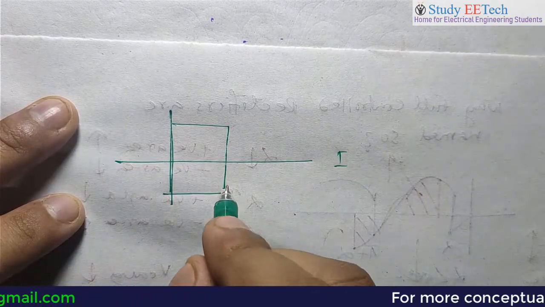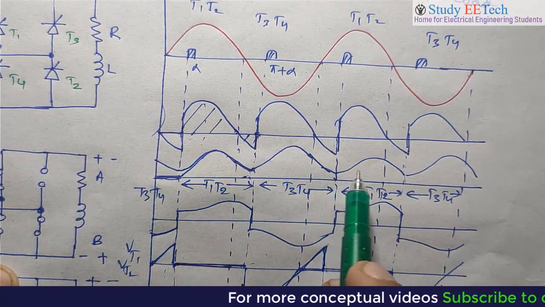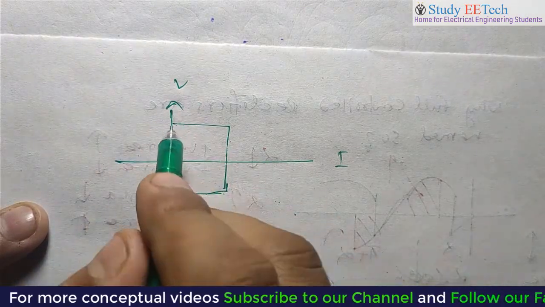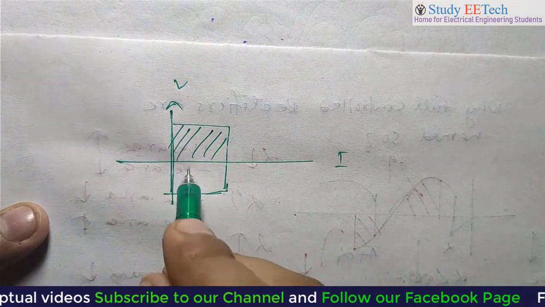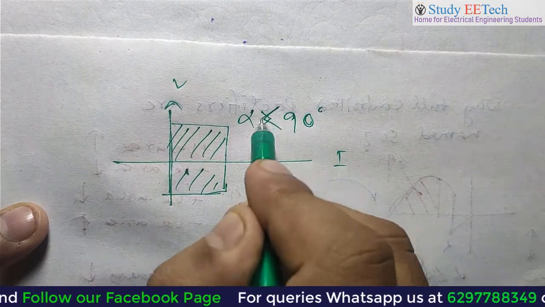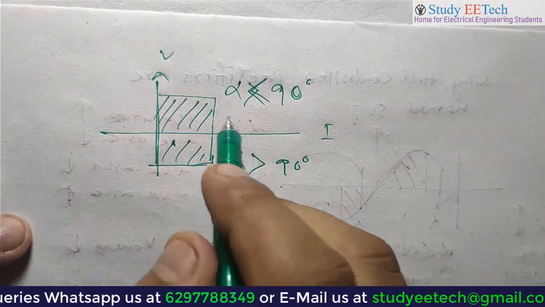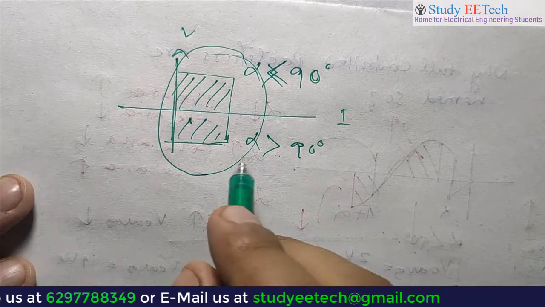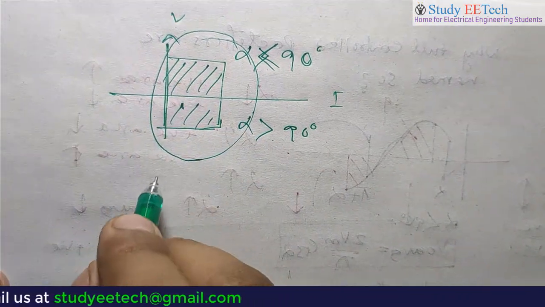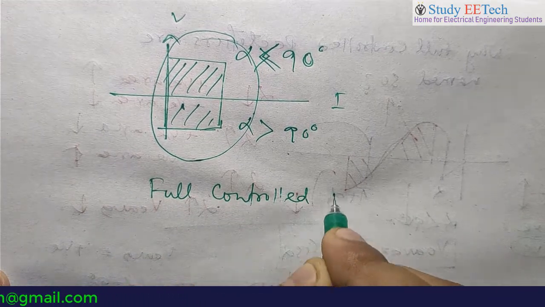Or in other words, it can be said that if this is the current axis, current is always positive. All right, we have seen earlier, current is always positive, output current, but the voltage, this axis is voltage, so voltage can be positive or negative. Here alpha should be less than 90 degree and here alpha should be greater than 90 degree. So this is a range of control which is full in the sense positive voltage and negative voltage. That is why it is called full controlled rectifier.